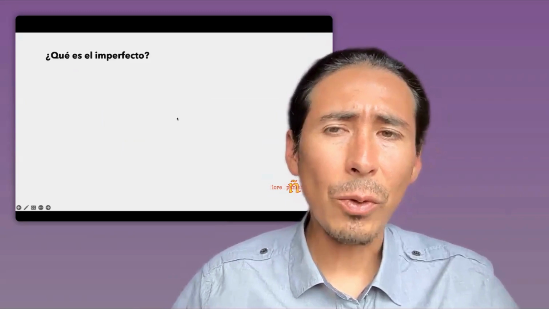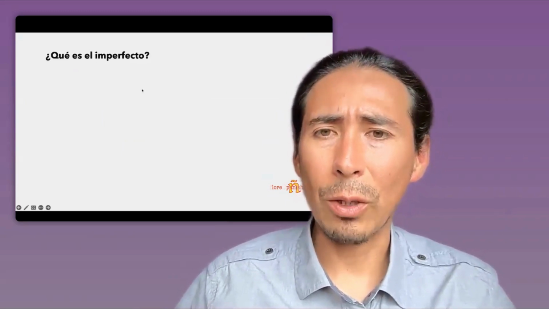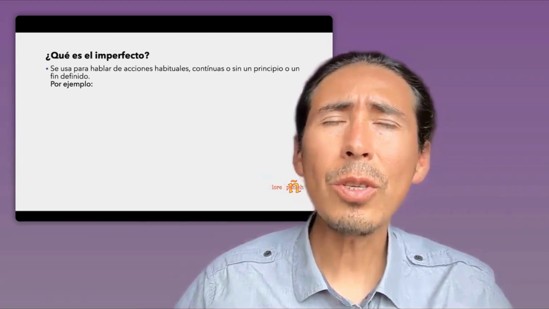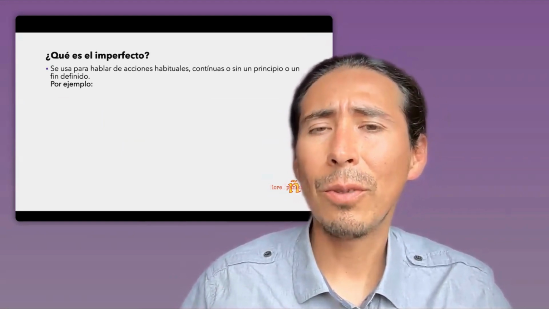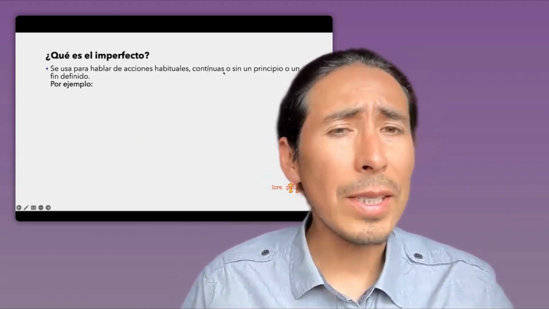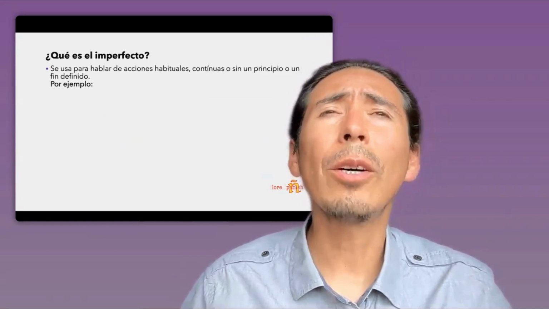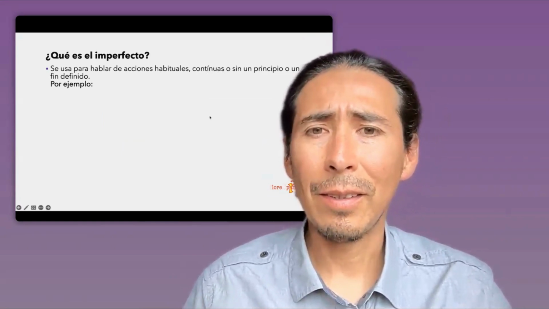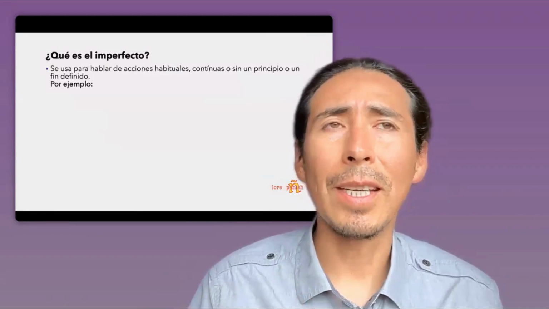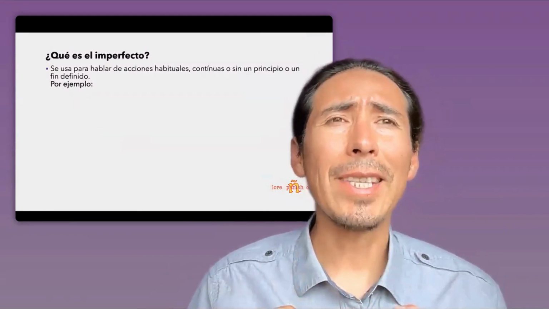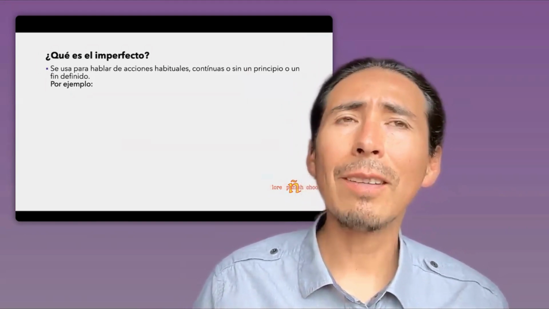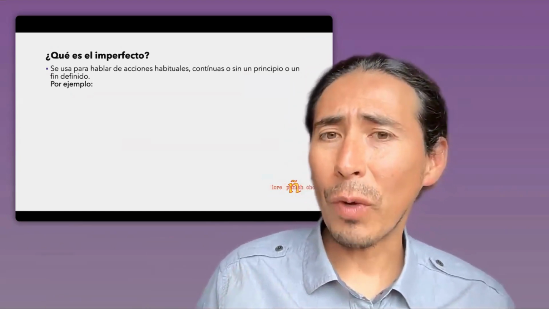And first of all, let's see, ¿qué es el imperfecto? Se usa para hablar de acciones habituales. So it's just to talk about habitual actions, repetitions in the past, acciones continuas as well, or sin un principio o un fin definido, without a beginning or an end. Something that I also like to explain about this past tense, pretérito imperfecto, is that it is the past of the present. Whatever we usually do in the present, we can talk about in imperfecto.